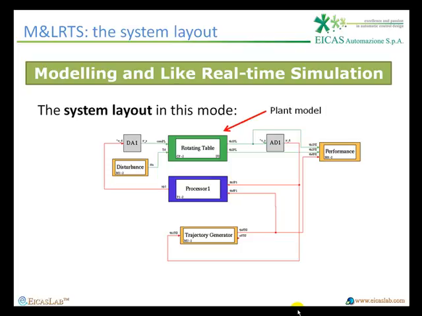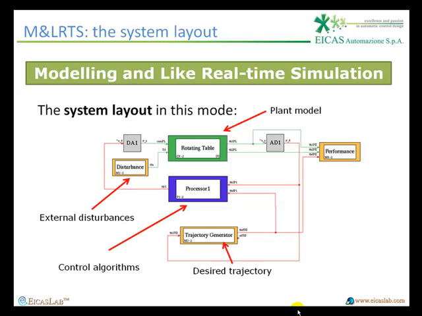The plant model is implemented in the rotating table block, the control algorithm in the processor block. Then, 3 mission blocks are used in order to provide external disturbances to the plant, to provide the desired trajectory, and to compute the actual performance. Finally, there are 2 converters for interfacing the analogical plant to the digital control.